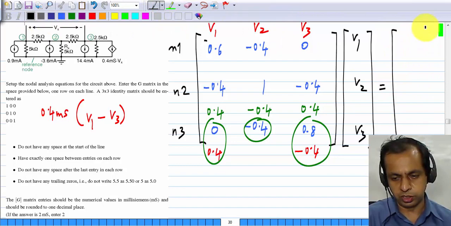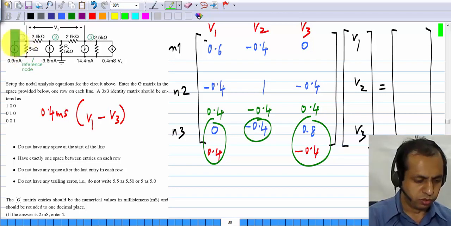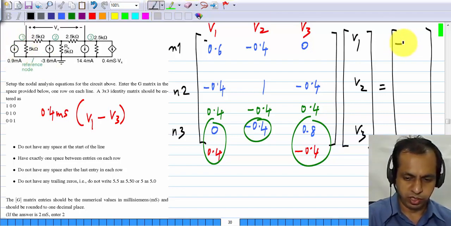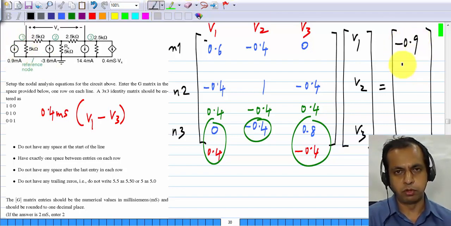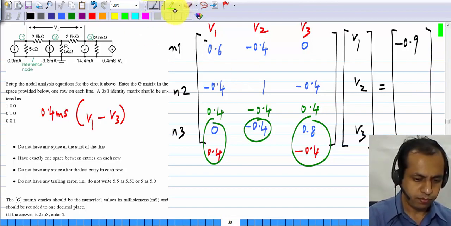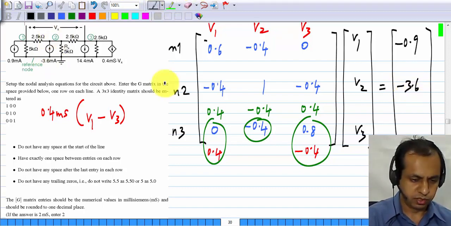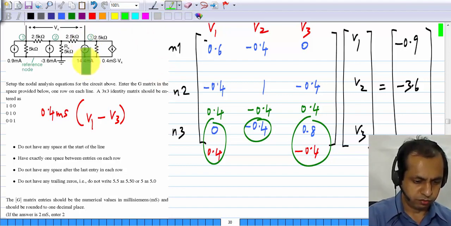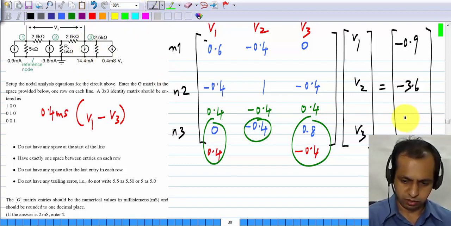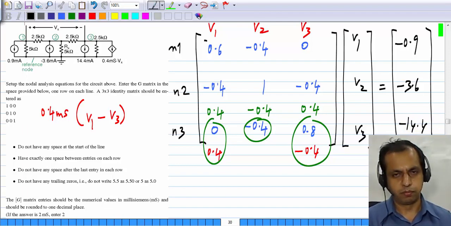You need the source vector, which is basically the total source current to each node. So to the first one we have minus 0.9 milliamps. I'm not writing the units here, this is in milliamps. And here we have minus 3.6 coming in, so this will be minus 3.6. And here we have 14.4 going out, so again we have minus 14.4.